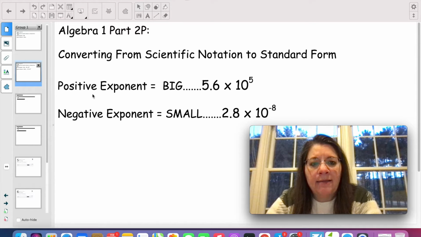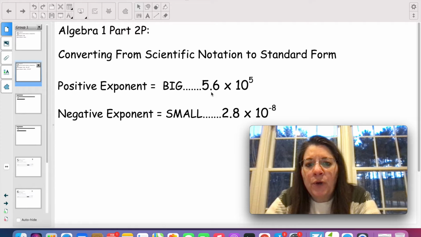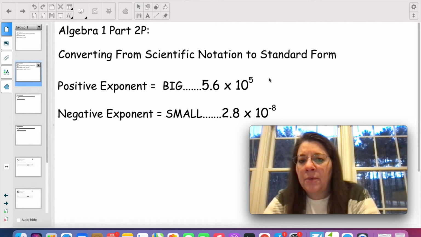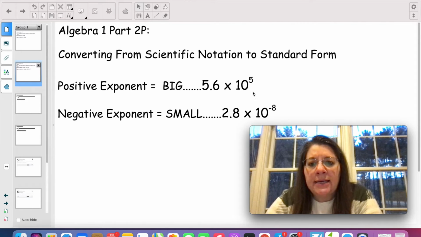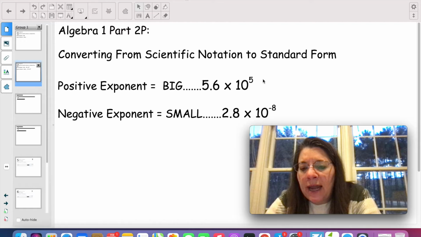And if we have a positive exponent, we said that is going to be associated with a big number. So if you look at this is in scientific notation, and it says 5.6 times 10 to the fifth. So when they're asking us to convert this from scientific notation to standard notation, what they want us to do is expand this number so that it looks like a normal number that we're used to seeing. And when you do that, this 5 is a positive number, so we know that this number has to be big. And when the number has to be big, what we're going to do is we're going to move this decimal to the right this many times, whatever that exponent is.